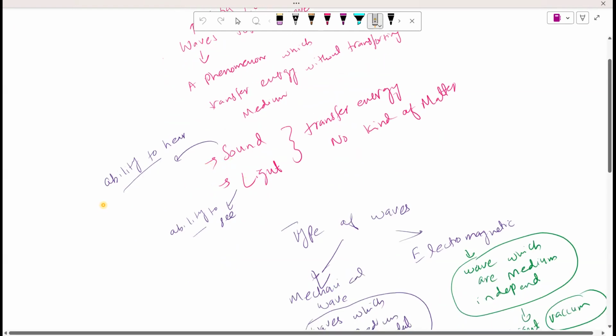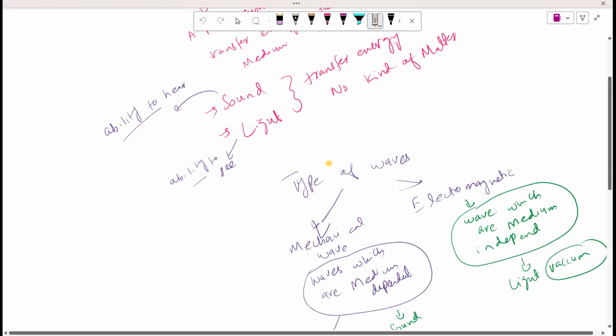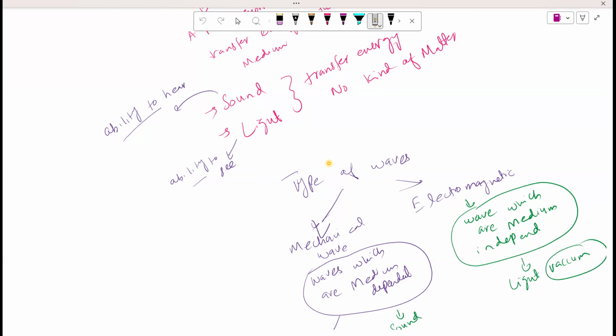There are two major subtypes of mechanical waves and electromagnetic waves, which are sound and light. We are familiar with these two. These both are types of waves which transfer energy without transferring any medium. For example, if I'm talking to you, only my sound is reaching you. No kind of matter is reaching you. This means that a wave is a phenomenon which only transfers energy but does not transfer matter across it. Clear?